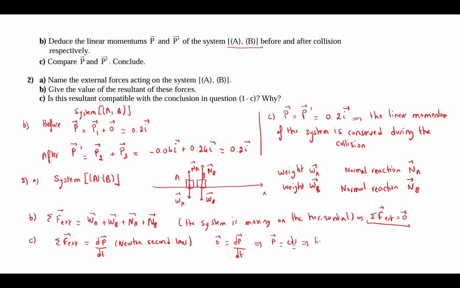This means the linear momentum is conserved, which means that when the sum of the external forces is equal to 0, the system is an isolated system. So yes, linear momentum must be conserved, and we verified it here. So yes, it's compatible. Now we continue.